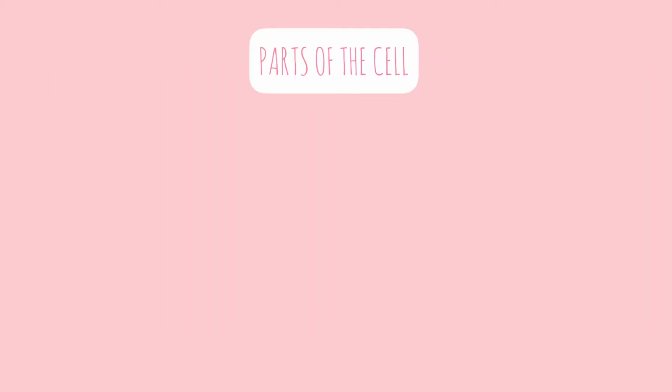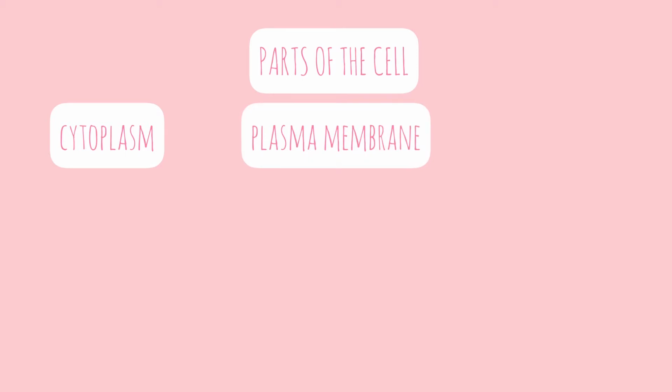So let's talk about the parts of the cell. The cytoplasm is a jelly-like substance between the nucleus and the cell membrane. The next one is the plasma membrane, also known as the cell membrane or the cytoplasmic membrane. It's a biological membrane that separates the interior of a cell from its outside environment. The primary function of the plasma membrane is to protect the cell from its surroundings.